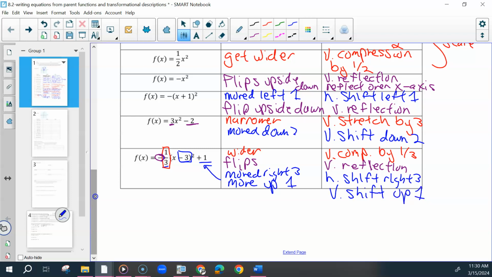So the goal eventually is to know how these work without really using the graph. Of course, you can still use the graph, but being able to look at something and say, this is a reflection, this is a shift, it's a horizontal shift, it's a vertical shift, it's a compression, it's a stretch, X, Y, Z. Do you have any questions about this so far?